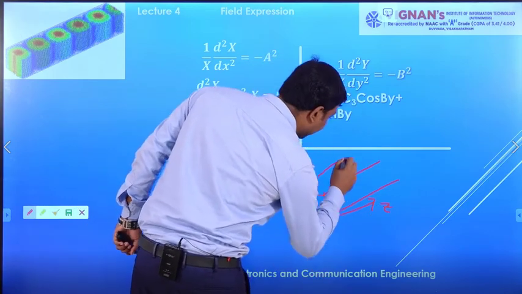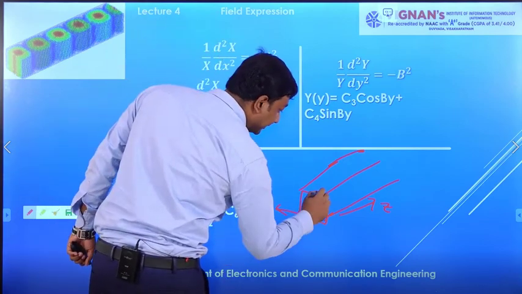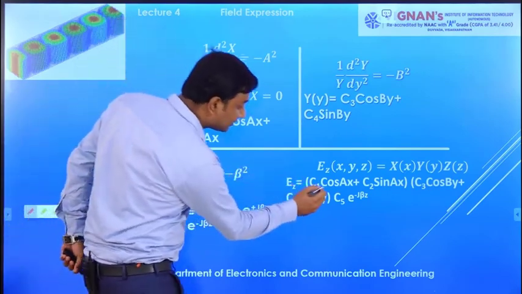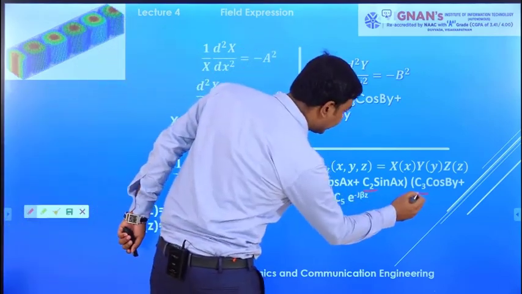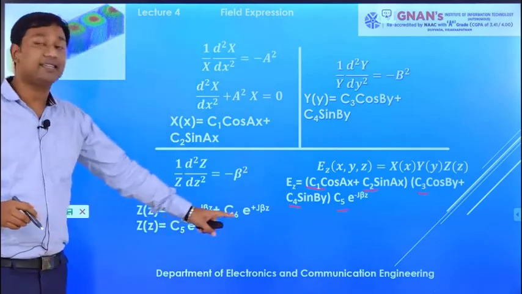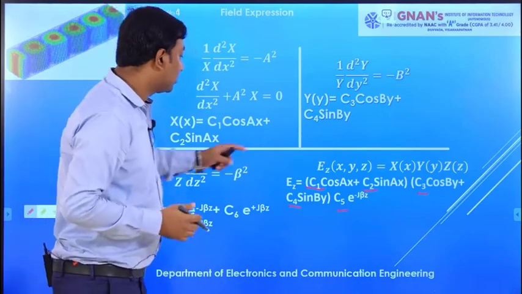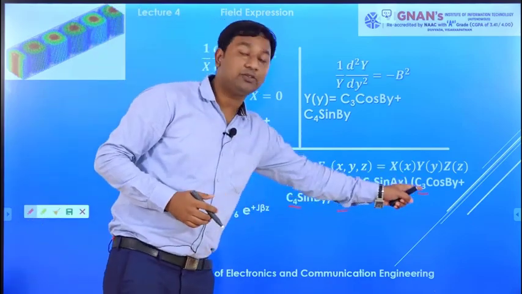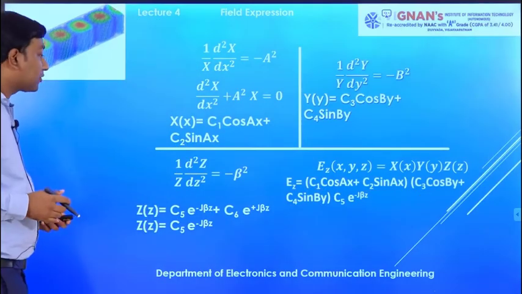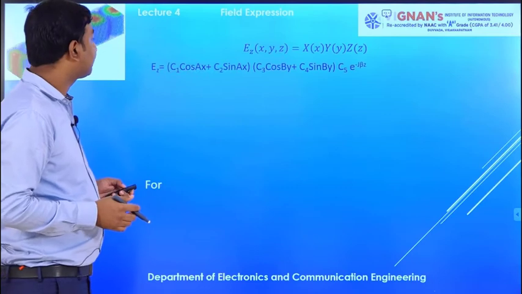So if the wave is propagating in the positive z direction, the variables are C1, C2, C3, C4 and C5. The C6 variable is already 0 because we are considering an infinite transmission line. So we should find the values of C1, C2, C3, C4 and C5. For this we are considering the rectangular waveguide.